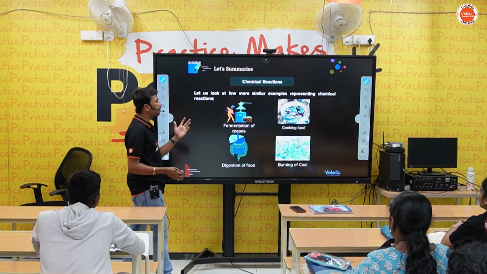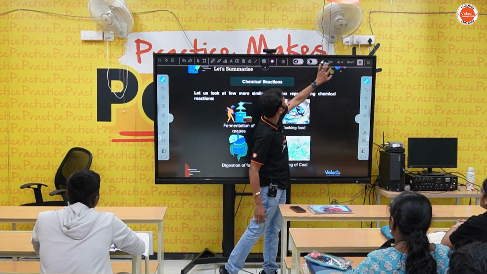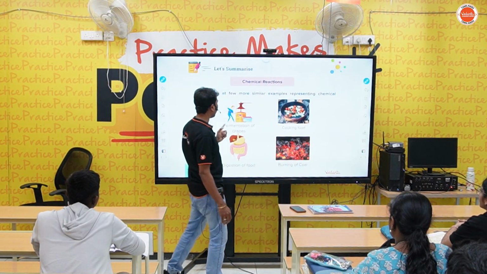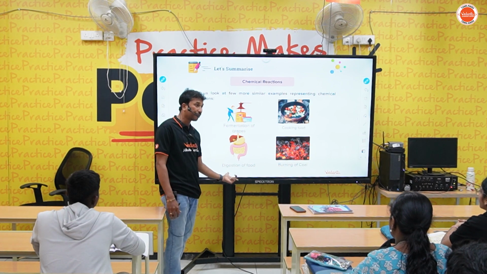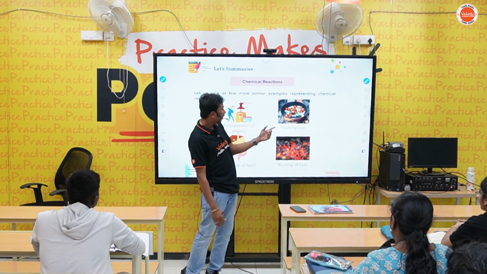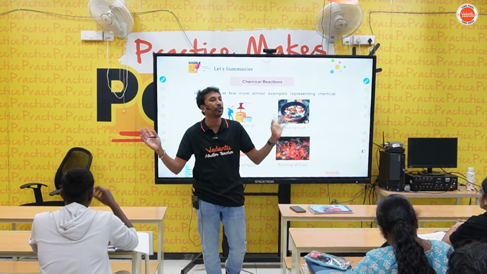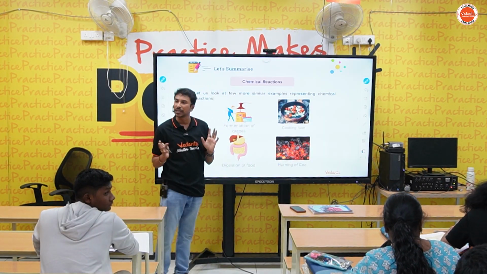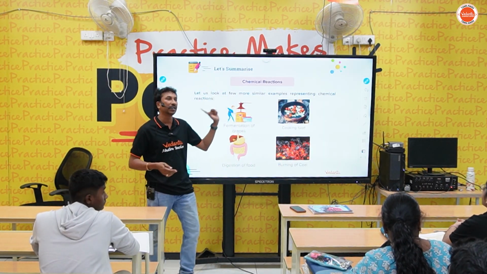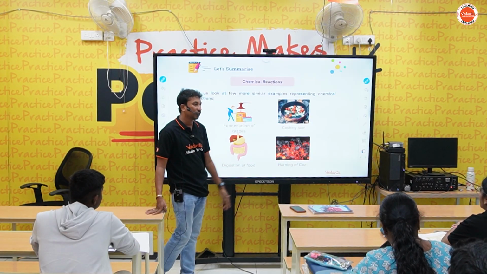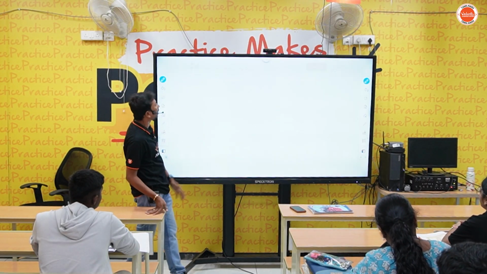Here for your examples, I have brought a lot of examples. You can see fermentation of grapes, digestion of food, burning of coal, cooking food. At the end it just changes into a new product. So there will be a formation of new substances, right? Therefore all these are chemical changes. So these are examples for a chemical change.